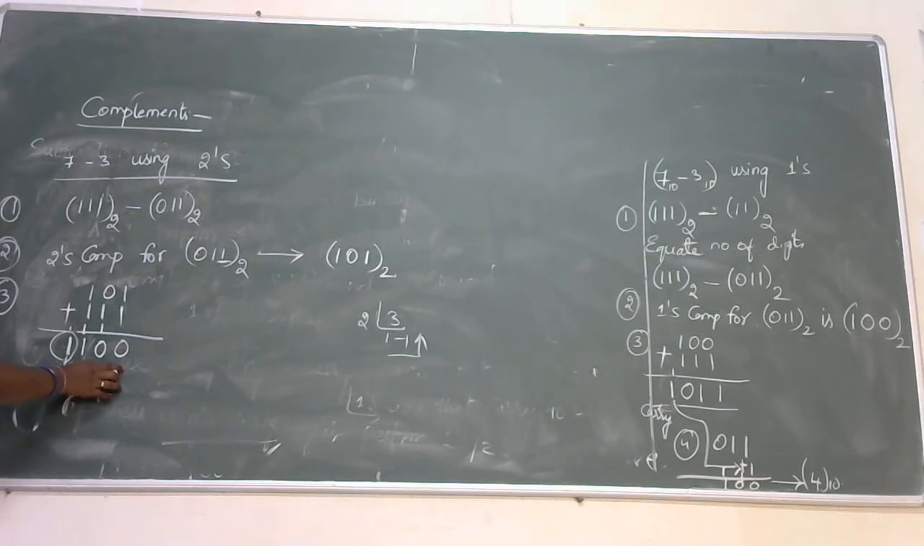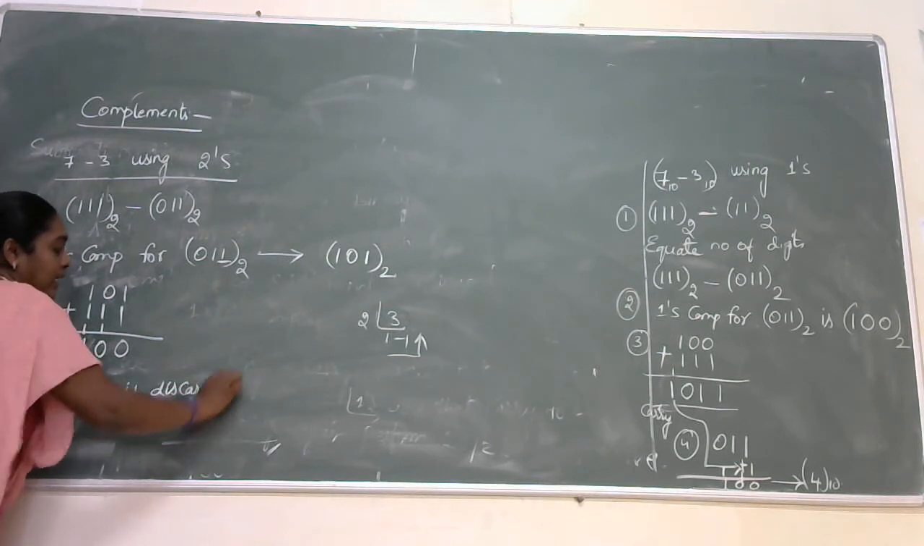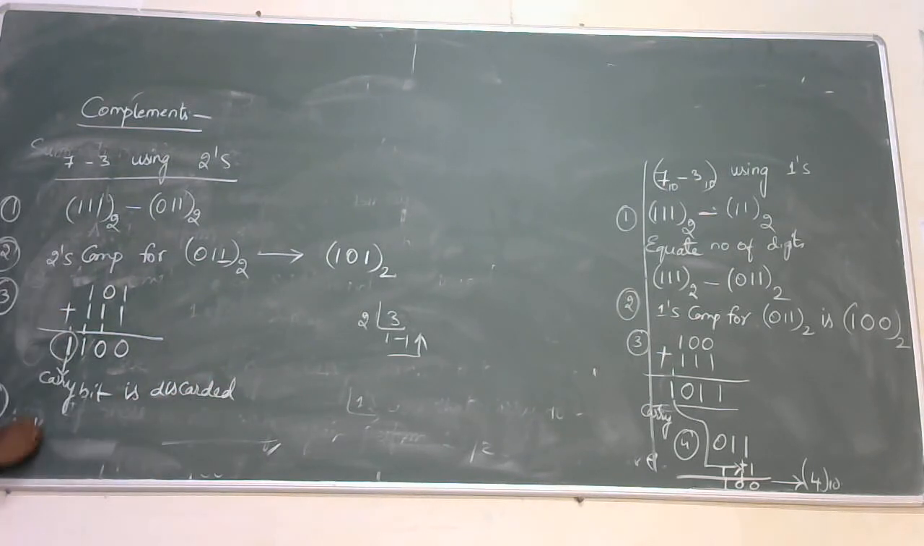So if you remember step 4, we have discussed that whenever you are performing a 2's complement, if you are getting a carry, you need to discard. This carry bit is discarded, that is, the carry bit should be neglected. So the final result is 100 in base 2, which is equivalent to 4.